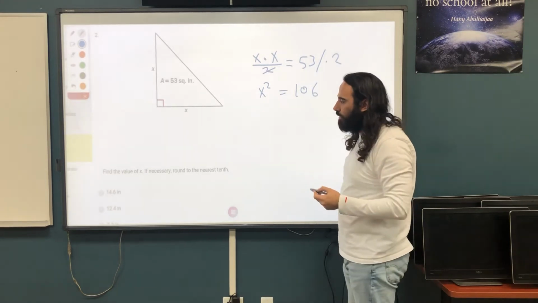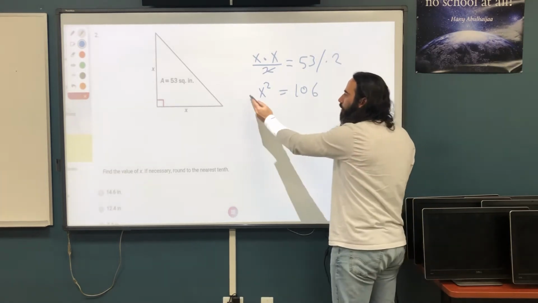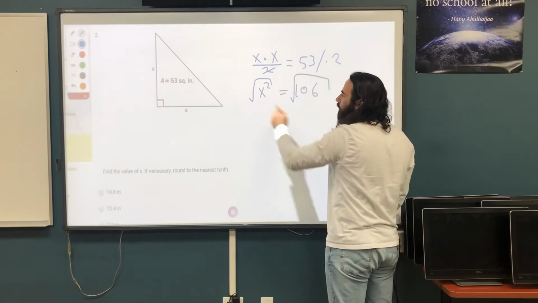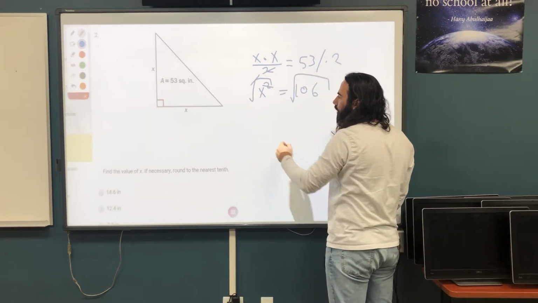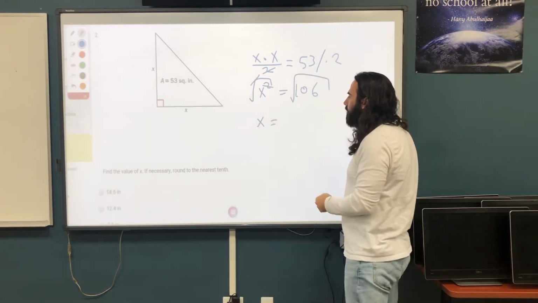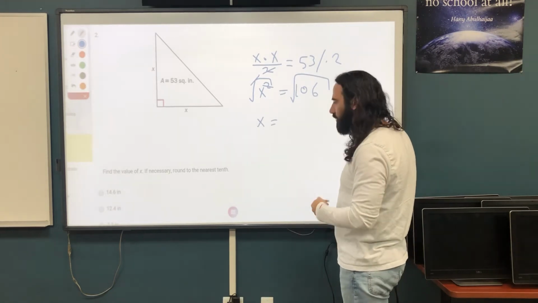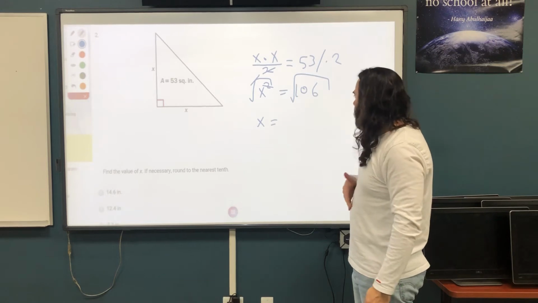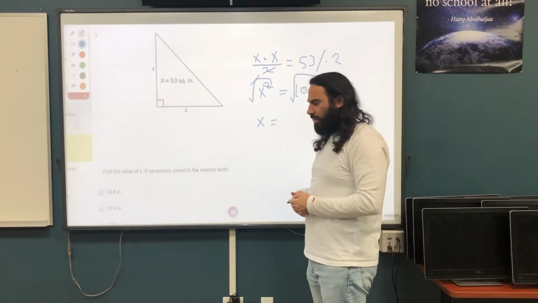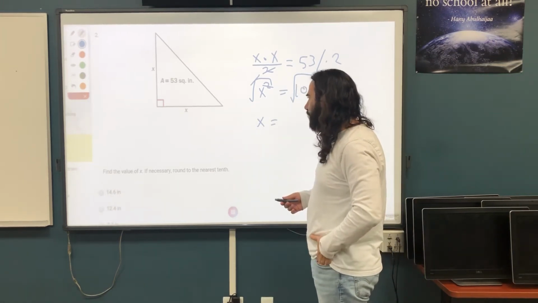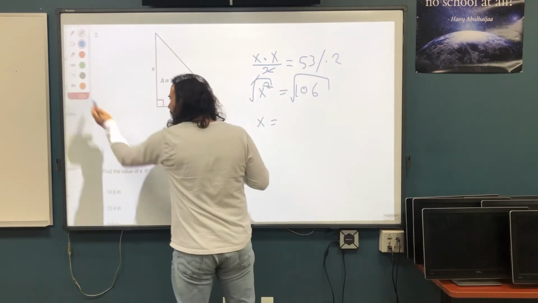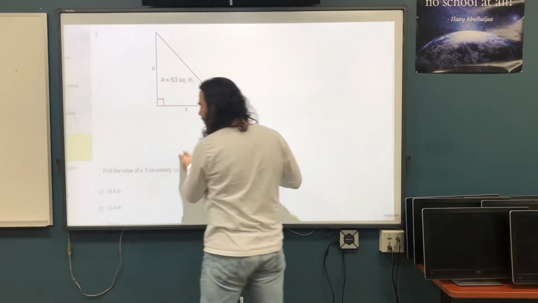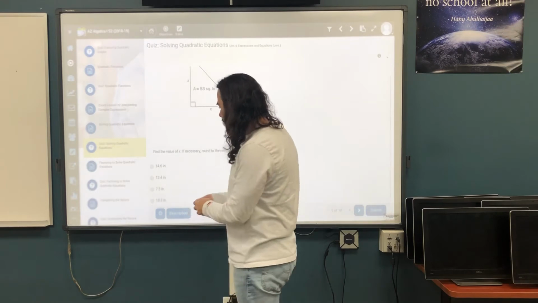Now, of course, as you can see, all I need to do to cancel the square, we square root both sides. So the square root cancels out with the square. X equals, it's going to be about 10 point something. Sorry. And this will be your answer. That is it. And it's 10.3.